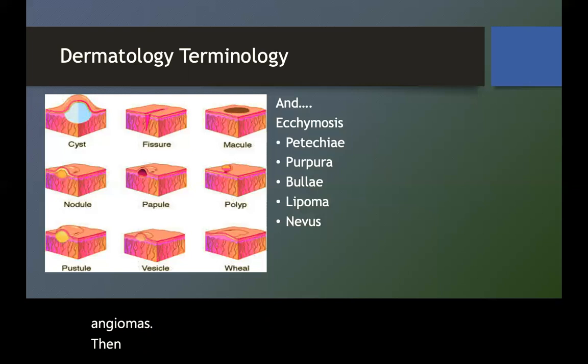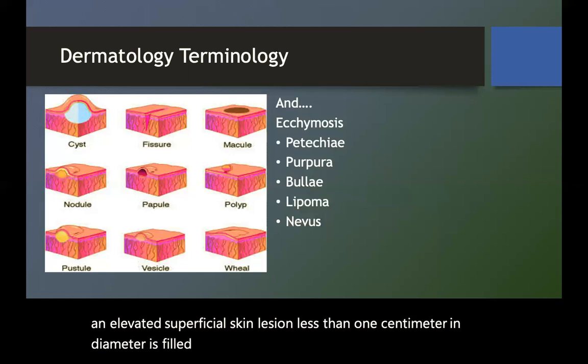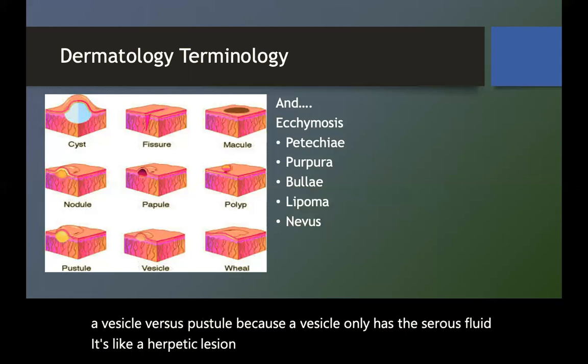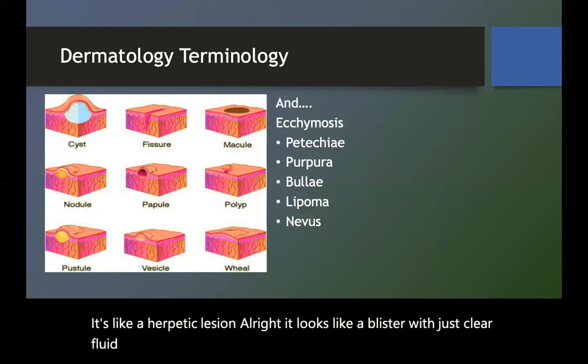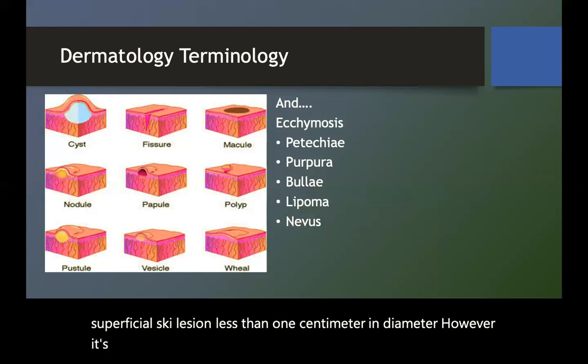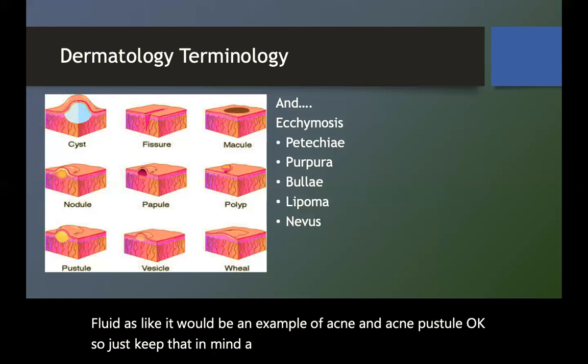Then we have over here on the bottom a vesicle. Now, a vesicle is an elevated superficial skin lesion less than 1 centimeter in diameter filled with serous fluid. It is very important to differentiate a vesicle versus a pustule, because a vesicle only has the serous fluid. It's like a herpetic lesion. It looks like a blister with just clear fluid. Then you have your pustule, which is also an elevated superficial skin lesion, less than 1 centimeter in diameter. However, it's filled with purulent fluid, like an acne pustule. So just keep that in mind, a vesicle versus a pustule.